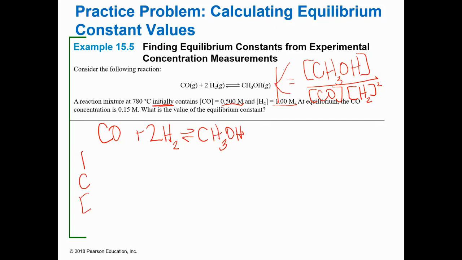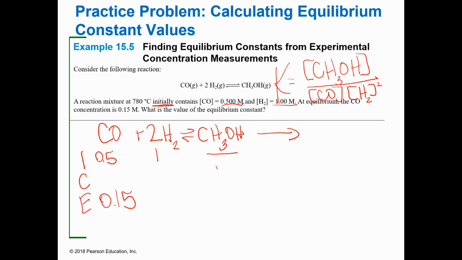Okay. The I stands for initial, C stands for change, and E stands for equilibrium. So the first thing we're going to do is plug in the initial values that it gave us. So it gave us 0.5 and it gave us 1. It gave us nothing for methanol, which is good because that means we're not starting with any methanol. Notice it also gave us the equilibrium concentration of CO. We do know that this specific reaction is going to proceed in the forward direction, and that's because there's no methanol. So the only way this one can go is towards the methanol. Okay, I know that seems a little weird.